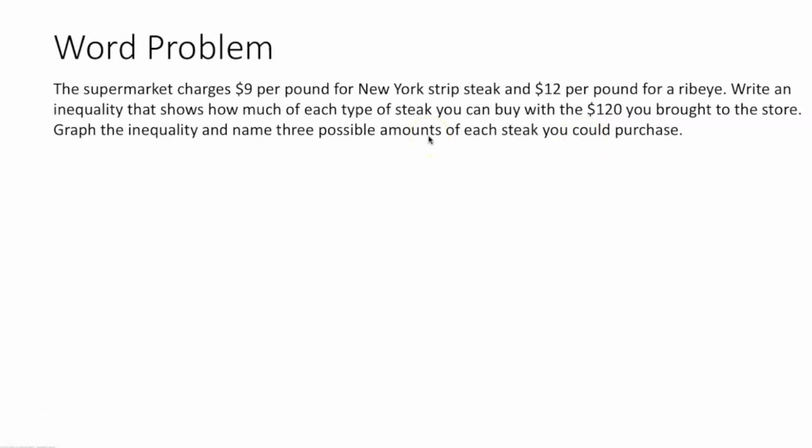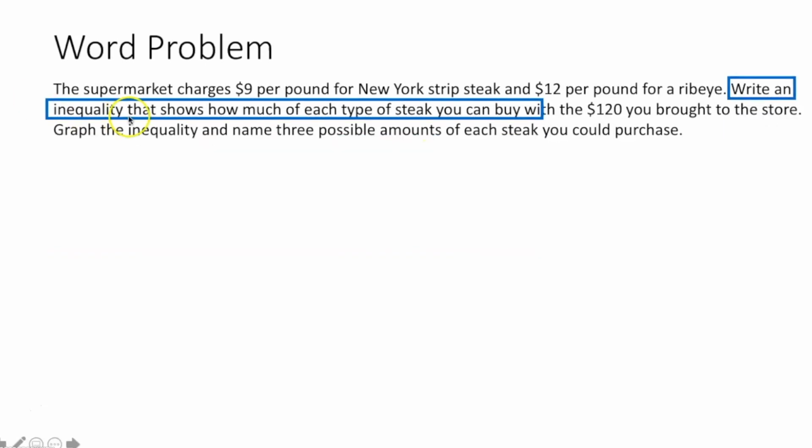So, step 1, in a word problem. We're not scared. We can do this. Step 2, what is it asking us to find? It's asking us to write an inequality that shows how much of each type of steak you can buy. From there, we're going to graph the inequality and name 3 possible amounts. But we need to take care of this first. So we're going to write an inequality that shows how much of each type of steak we can buy.